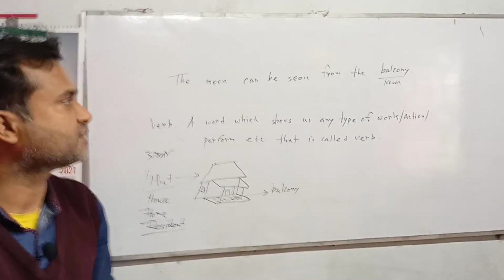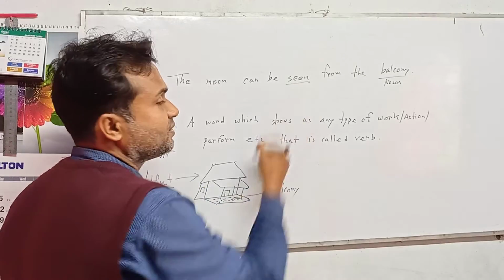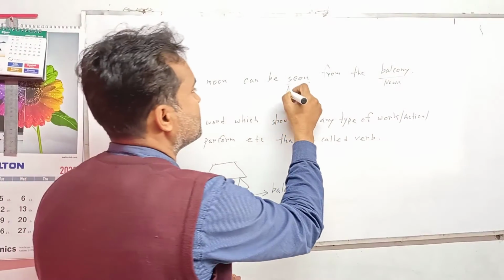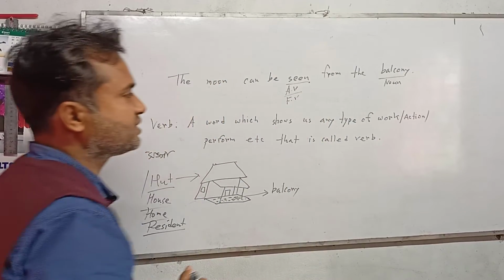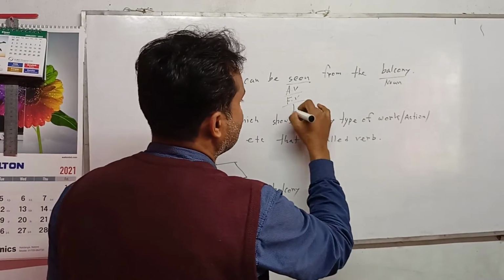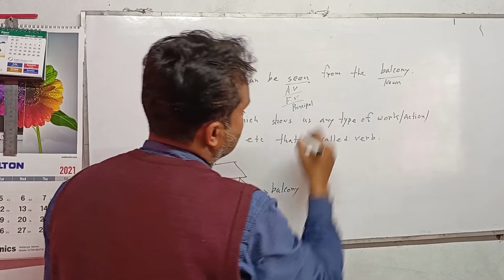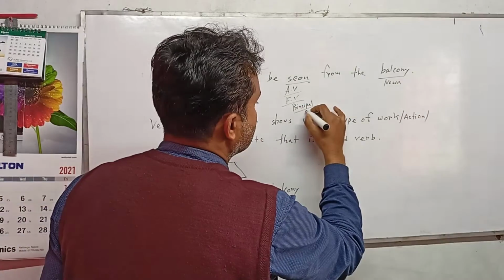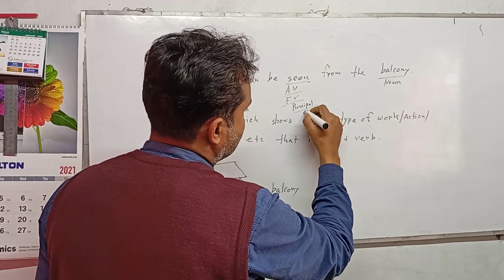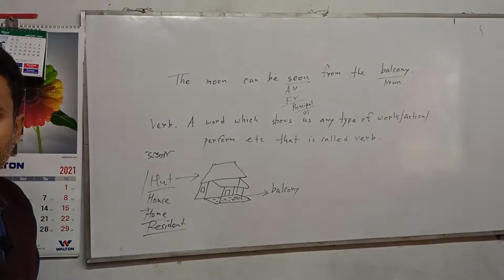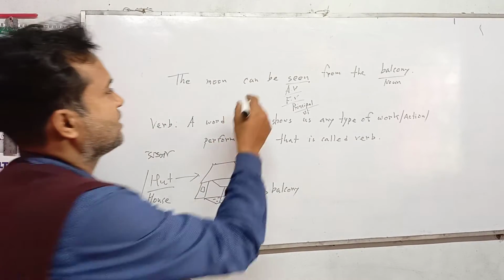verb. Okay, find out the verb. Seen, this is the verb. What type of verb? Action verb, so we can say AV. Next one is finite verb, so MV. Next one is principal verb. We can say PRIN. Next one is transitive verb. So you can say VT. So that is transitive verb. Clear?